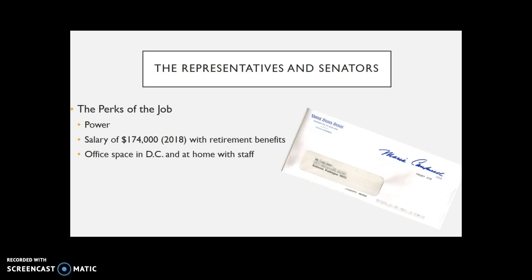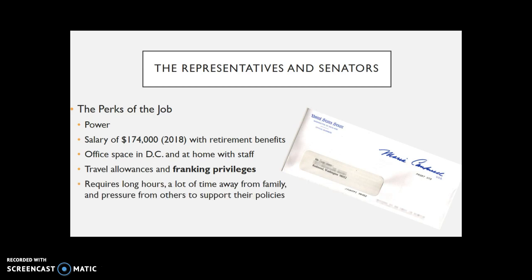$174,000 is the salary as of 2018. You get some office space in D.C., which of course is not cheap, and you have travel allowances, you have your own staff, and you have something called franking privileges, where you're able to literally send out mail to your constituents for free. So you don't even have to pay anything, and some Congress people tend to abuse this privilege a little bit more. But again, it costs them nothing, so you could be basically sending out whatever you want, bragging about certainly your accomplishments or what you've achieved or whatever it may be, and it's all paid for, free, no expense on the part of the congressperson.